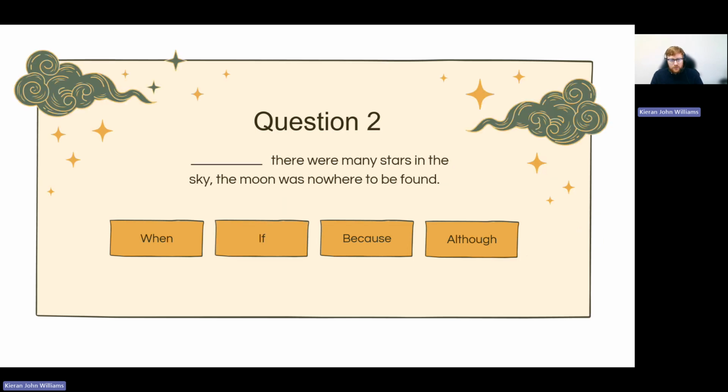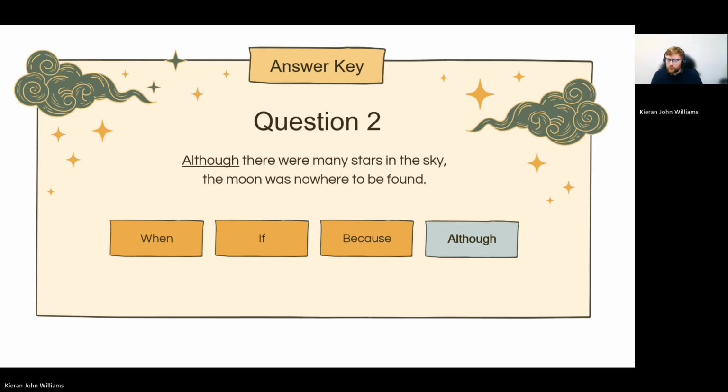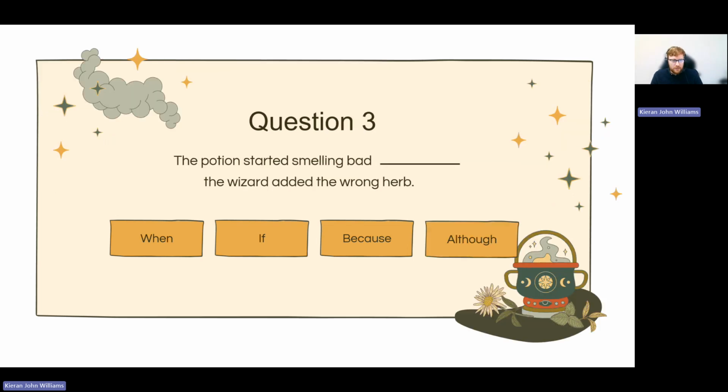Number two: there were many stars in the sky. The moon was nowhere to be found. So what do we think for that one? So it seems like we've got a positive and a negative, so we would use although. Okay. Number three: the potion started smelling bad. The wizard added the wrong herbs. So that's trying to tell us something that happened at the same time. So we would use, oh no, sorry. No, no. This actually explains why one thing happened. It was the result of something else. So we would use because. Okay.